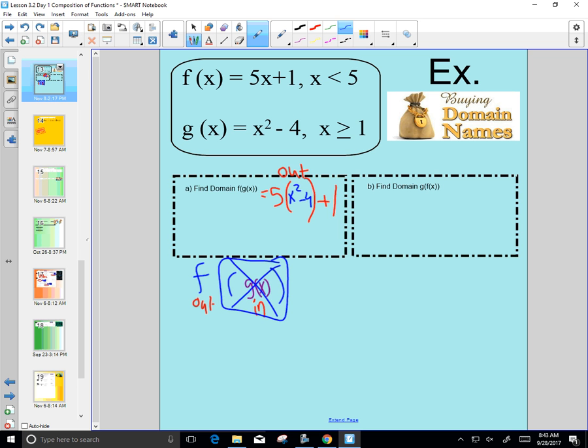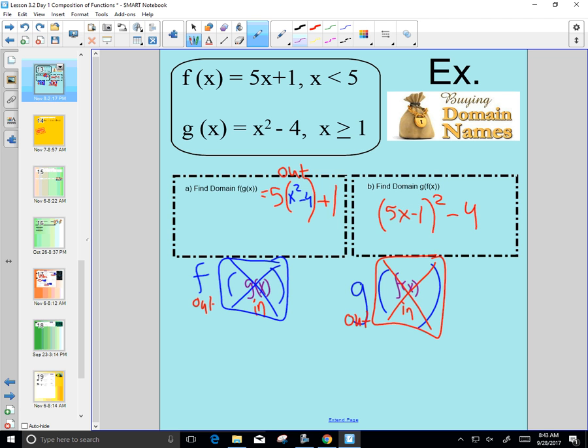G of f of x. So now we have g of f of x. Now what's on the inside? F of x, and g is on the outside. So I like to do the outside function. I take the outside function, x squared minus 4, and what do I replace the x with? F of x, 5x minus 1. How are you doing with that? Is that part okay? Easy.